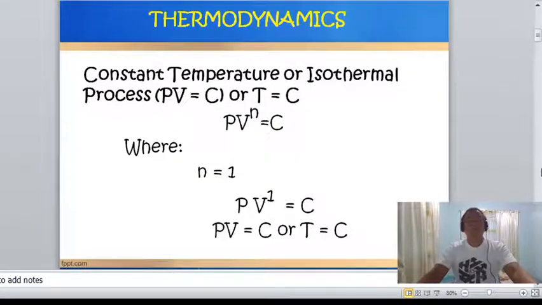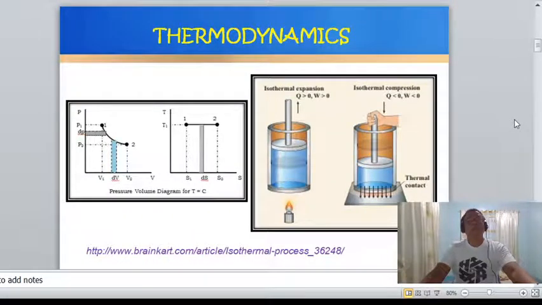So, for constant temperature, the value of n is equal to 1. Okay? So, from the equation PV raised to n is equal to constant, if n is equal to 1, PV raised to 1 is equal to constant, or PV is equal to constant. Okay? So, meaning from the first state point to the other state point, the product of the pressure and volume is considered constant. Okay?